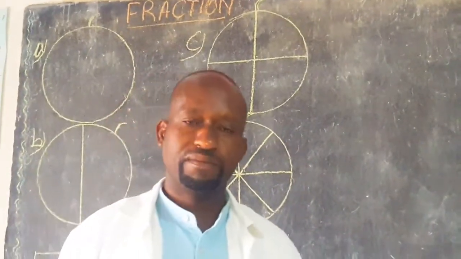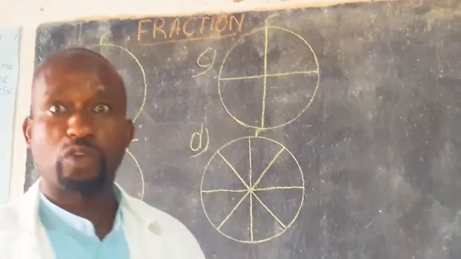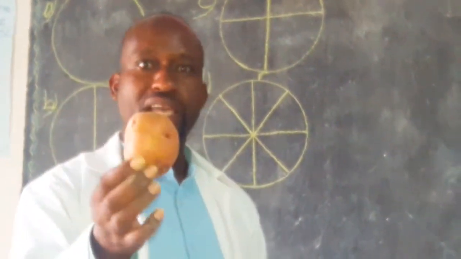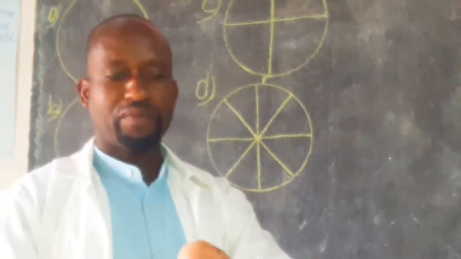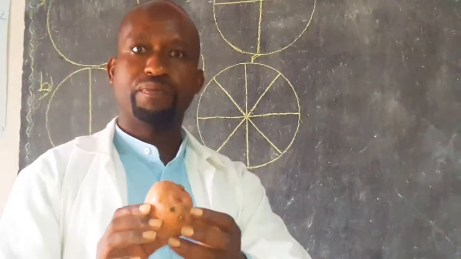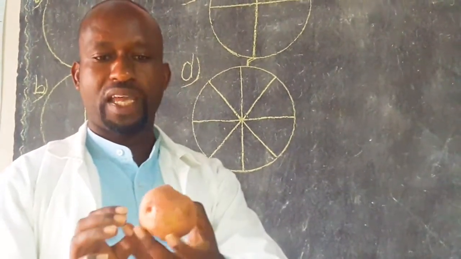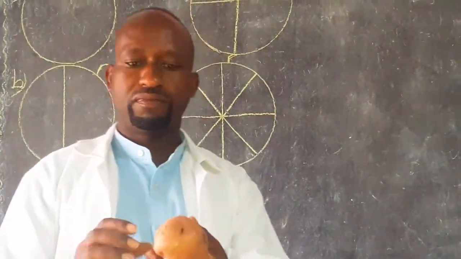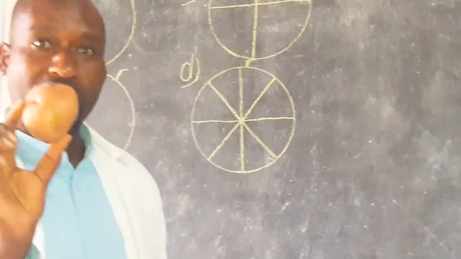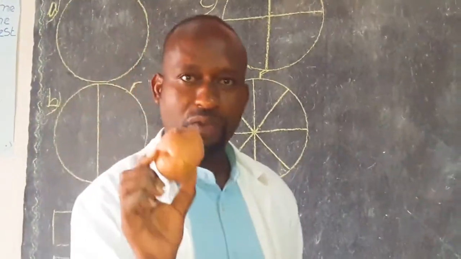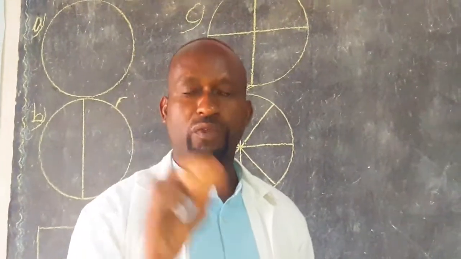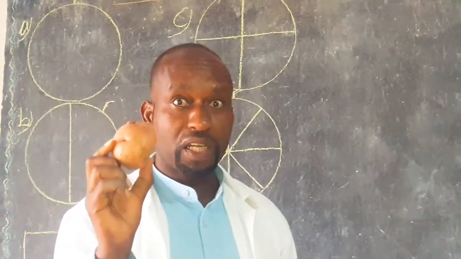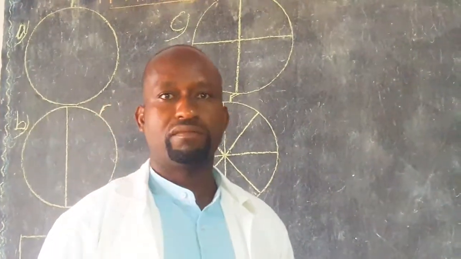Hello again, and I'll show you. Look here. What am I having? I have a potato. How many potatoes do I have? I have one potato. The whole number of potato is 1.